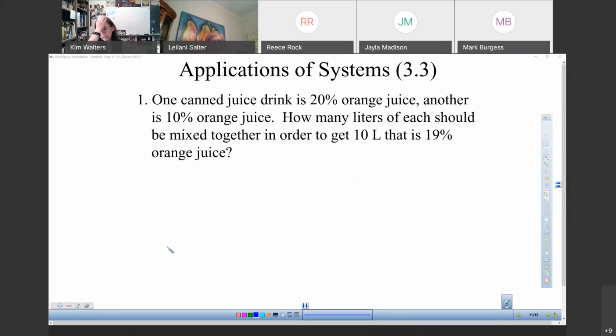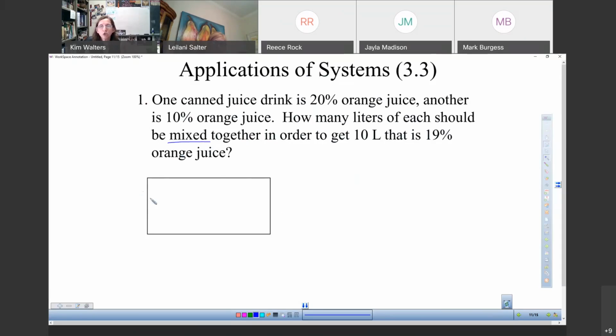So if we did these the other day, I probably didn't use a box, but I'm going to use a box with these. So my box is going to look like this. I can draw this really pretty box because I can cheat and draw a really pretty rectangle here. And my rectangle is going to help me come up with my equations, okay? In this particular problem, I have one canned juice drink that is 20% orange juice. Another one is 10% orange juice. And the question says how many liters of each should be mixed together in order to get 10 liters that is 19% juice. So I've got a mixture problem, okay?